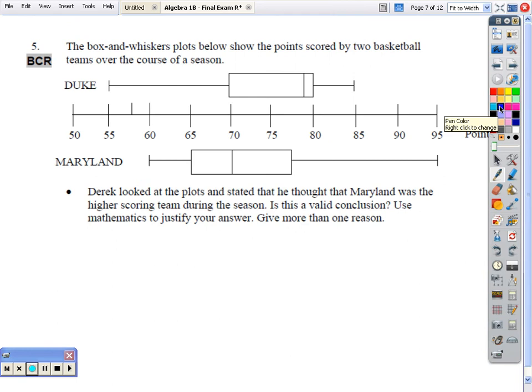Last question in this recording. The box and whisker plot below shows the points scored by 2 basketball teams over the course of the season. Derek looked at the plots and stated he felt that Maryland was the higher scoring team during the season. Is this a valid conclusion? Use mathematics to justify your answer. Okay, this is not a valid conclusion.